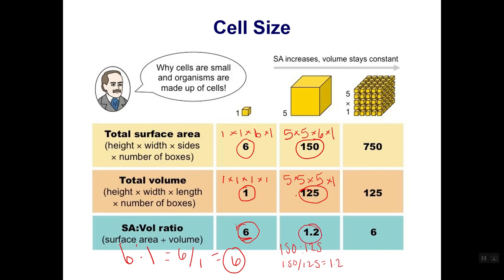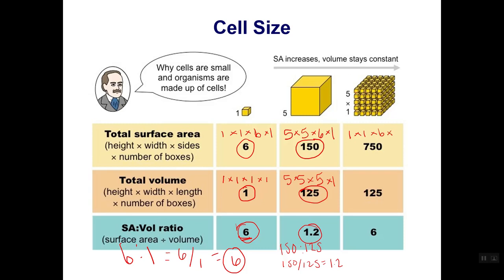All right, so now moving here to the last one. The total surface area for all of these collectively is basically the same thing as taking the surface area of each one of those, which we already did, and then multiplying it by the number of boxes that we have. So again, the height times the width times the sides. We know the height is 1. We know the width is 1. We know the number of sides is 6. Now we need the number of boxes.